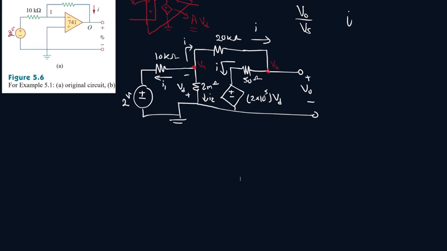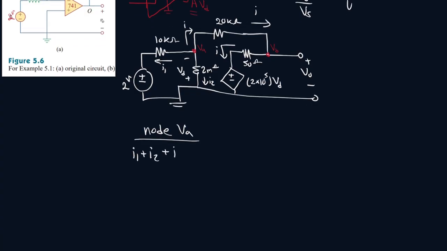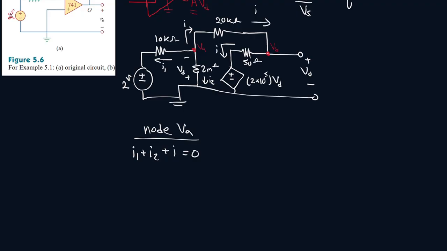Alright, so for node VA, I1 and I2 are leaving, as well as I. Okay, and this is all equal to 0. I1 will be VA minus 2 all over 10,000 ohms plus VA minus 0 all over 2 million ohms. Okay, plus VA minus VB all over 20,000 ohms.